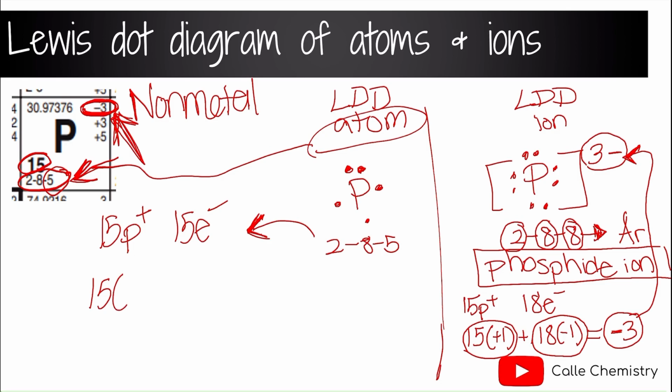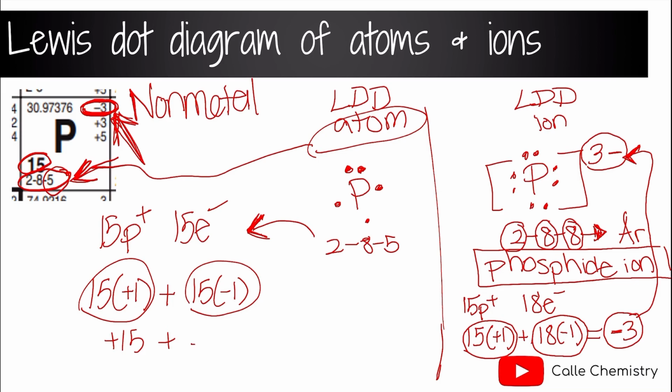15 times the charge of each proton, which is +1, plus 15 times the charge of each electron, which is -1, +15 plus -15 is going to give me 0. And that is why you do not see a charge in any of the atoms, but in this example, phosphorus, you don't see a charge.